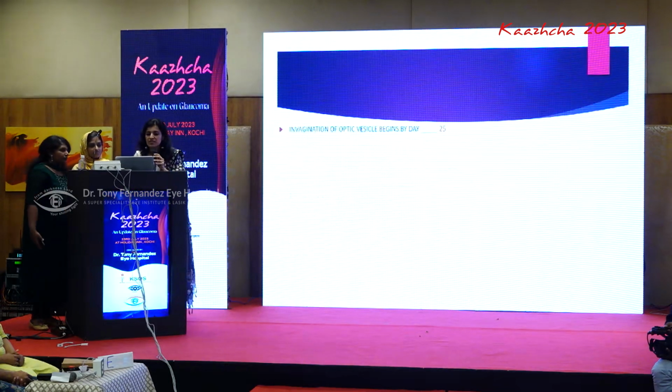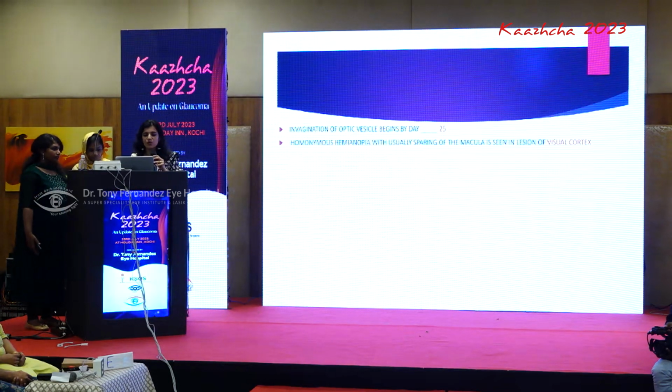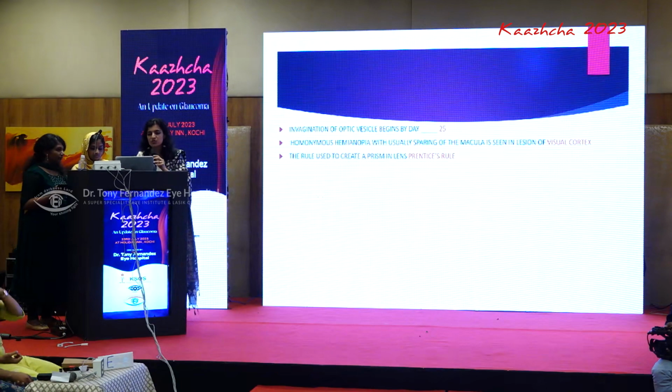Invagination of optic vesicle begins by day 25. Homonymous hemianopia with macular sparing is seen in lesion of visual cortex. Prentice's rule is used to create a prism in lens. Crack mud appearance is in progressive outer retinal necrosis. Person who's trained in dispensing ocular prosthesis is ocularist. Transpupillary thermotherapy laser wavelength is 810 nanometer. Left inferior oblique yoke muscle is right superior rectus. Barrow classification is used to classify carotid-cavernous fistula.